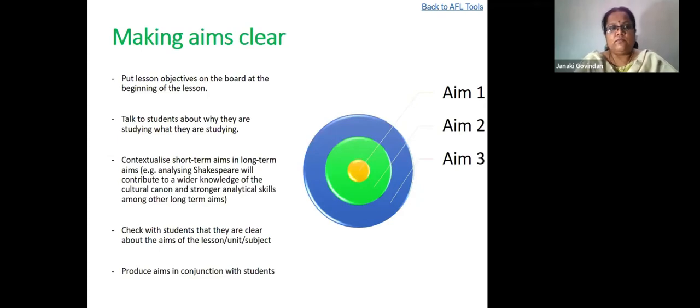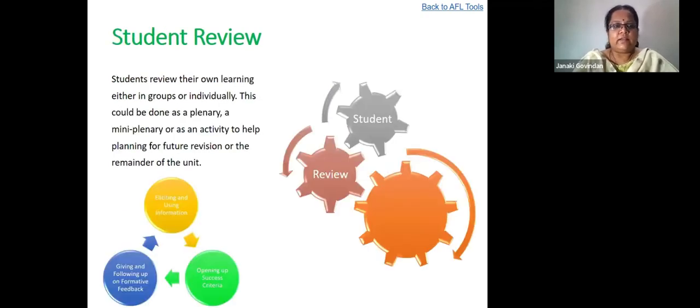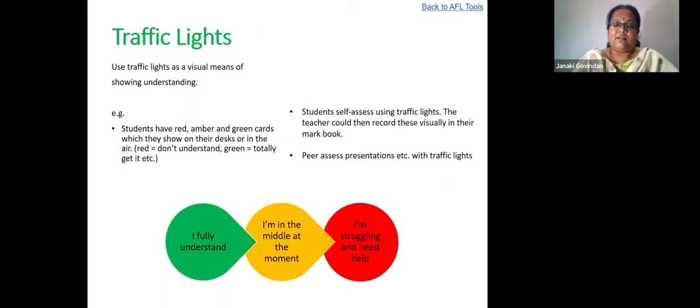Making aims clear, we do this lesson target setting, teacher review, student review. Again, students review their own learning either in groups or individually. Traffic lights. This is something that we can do, but this we generally use only during online classes. We don't use it in offline, but if you have a card or a placard or something, you can always use this. You can give these 3 traffic lights to all the students, and this generally works in a classroom of maybe 15 or 20, not in a classroom with 40 students or 35 students.